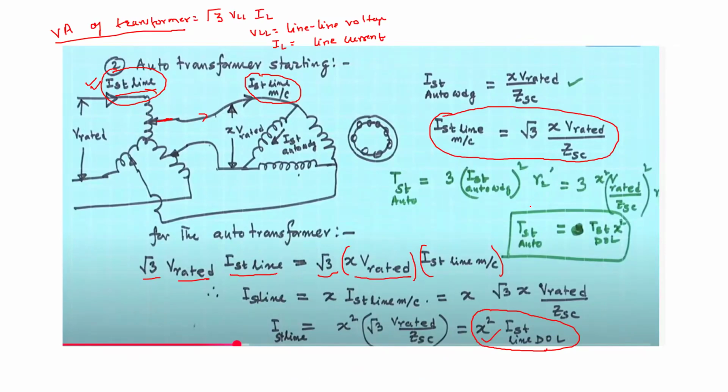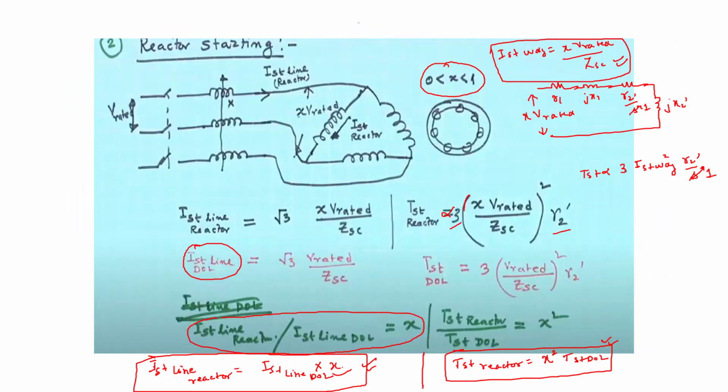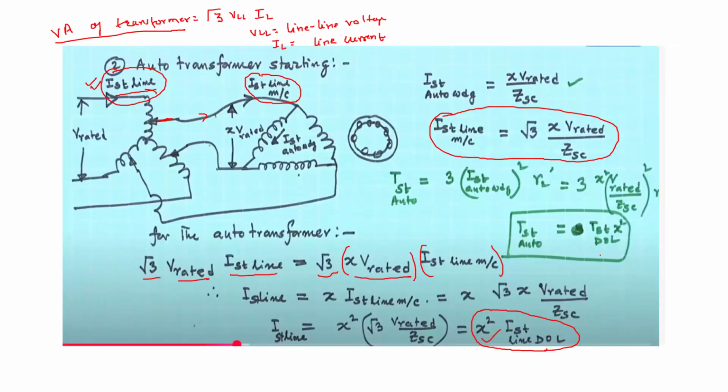But here you will also see that the starting torque of the auto transformer also becomes x square of the DOL starting. Like here it was x square, here also x square. But at least we are able to reduce the starting current further. So in this method, starting line current is x square of starting line current of DOL, and starting torque of the auto transformer is x square of starting torque of DOL. So both are reduced by x square.